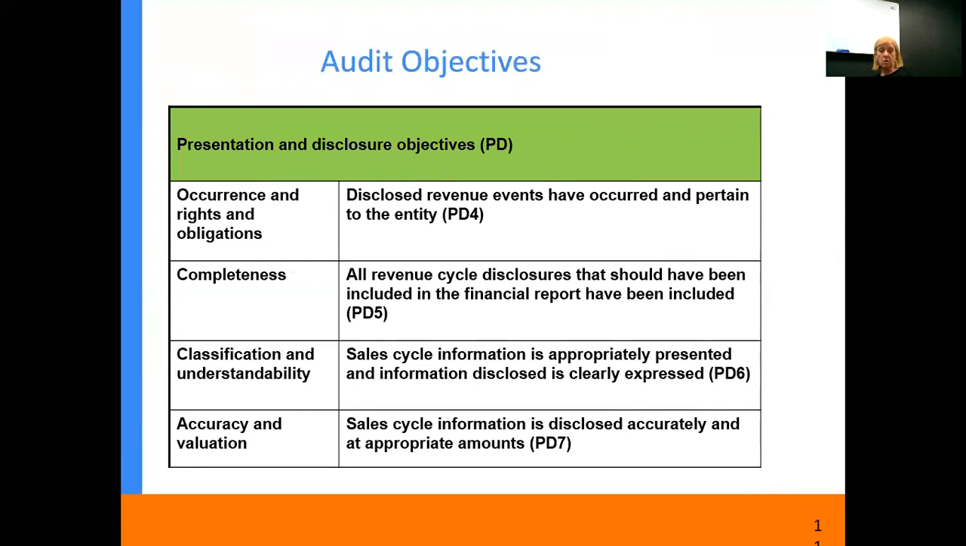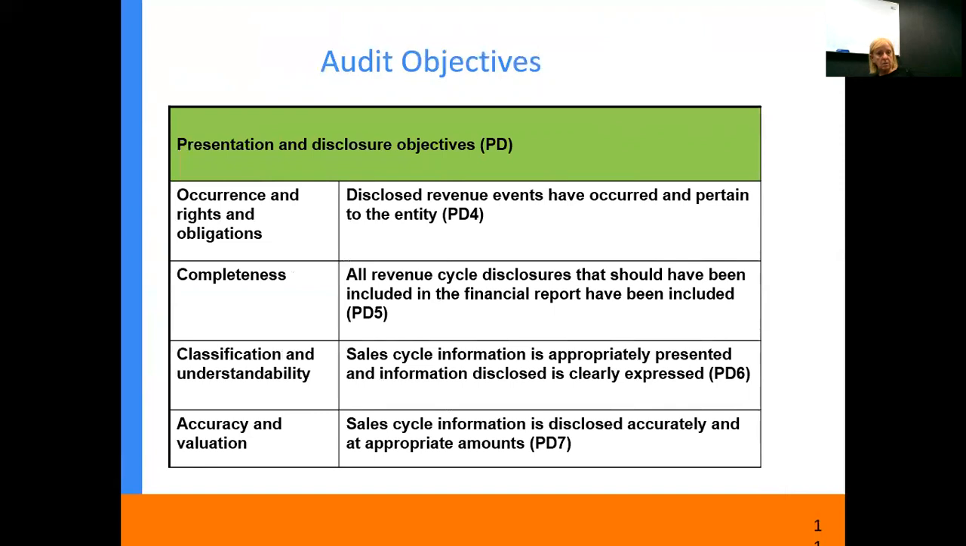Completeness: all revenue cycle disclosures that should have been included in the financial reports have been included. Now I'm not talking about the numbers for the transactions, I'm talking about the disclosures. I have actually disclosed everything that I should be disclosing. That sales cycle information is appropriately presented and information disclosed is clearly expressed. Classification and understandability, which has become a big issue in accounting standards at the moment, means making sure that only relevant information is included and that you're not trying to confuse readers by putting in irrelevant and immaterial information.